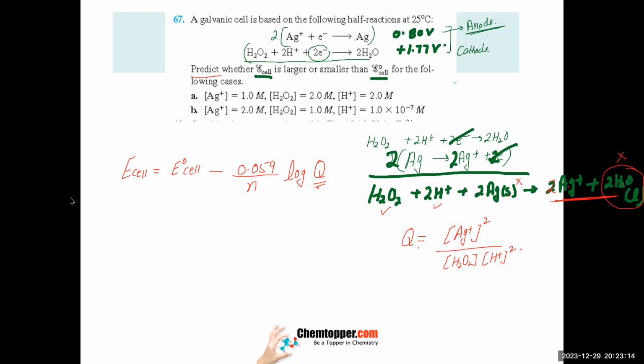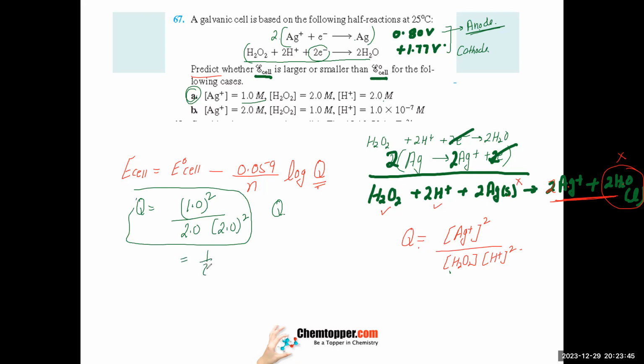Now, what are we going to do for the A part? Get the value of Q. Plug in the concentration of Ag plus, which is 1.0 raised to power 2. Concentration of H2O2, 2.0. Concentration of H plus, 2.0 raised to power 2. So this Q, is it greater than 1 or less than 1? Check. It is 1 over 8. Q is less than 1.